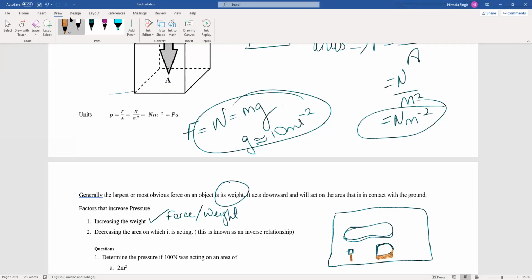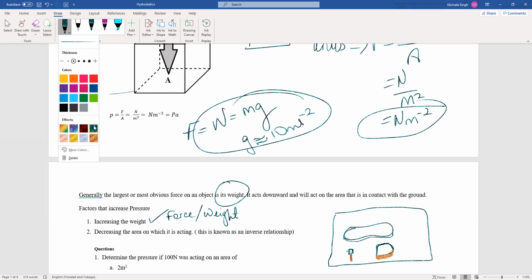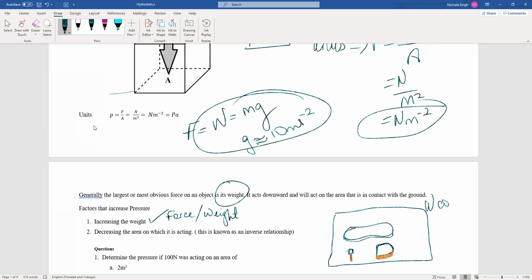Your weight did not change by the same person walking on the ground or walking in relatively soft sand. Your weight remains constant. But what changed was your area. And pressure tells us how much force is being concentrated in a given area.